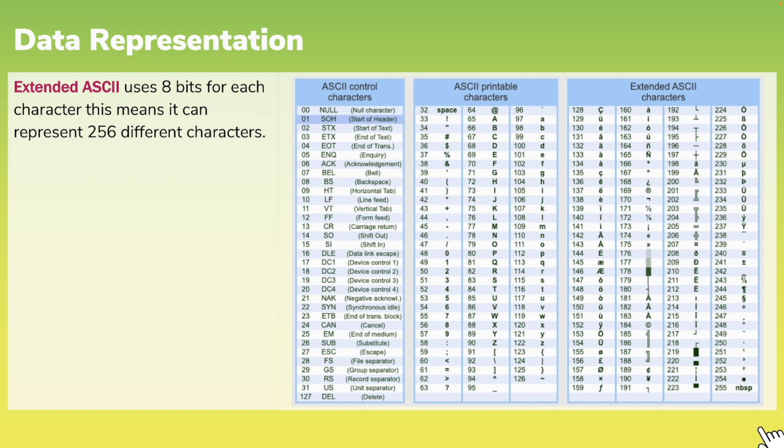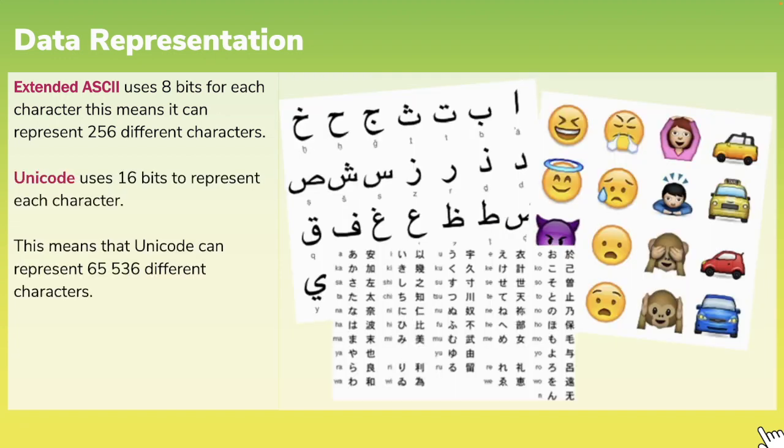However, there are more than 256 different characters across all the languages in the world, and this is where Unicode comes in. Unicode uses 16 bits to represent each character. This means that Unicode can represent 65,536 different characters. And that accounts for the majority of all the languages in the world, including emojis. So by using 16 bits to represent a character, we have access to lots more storage and therefore lots of different characters.